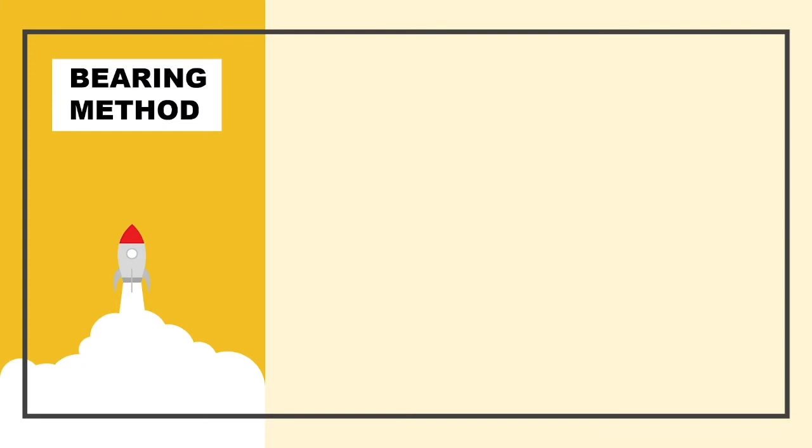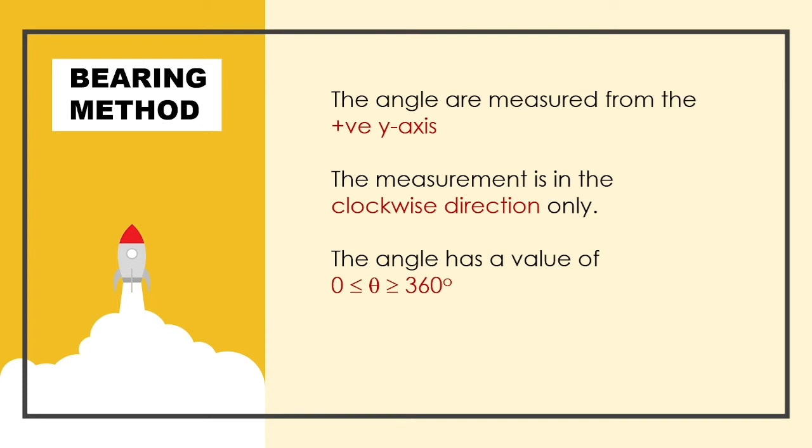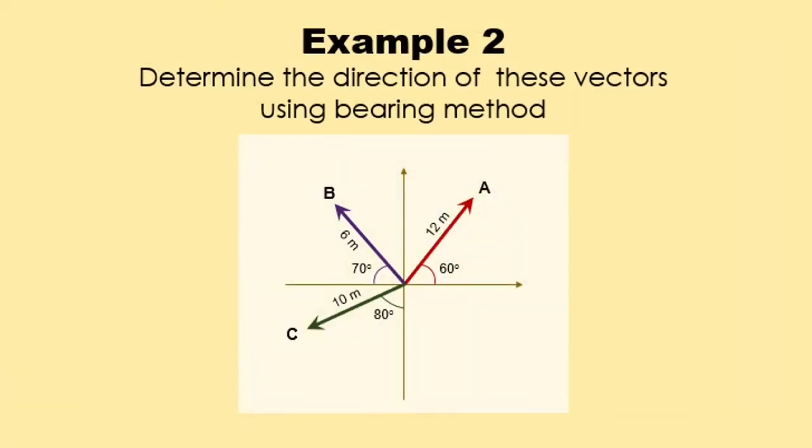For bearing method, the angles are measured from the positive y-axis. The measurement is in the clockwise direction only. The angle has a value of between 0 to 360 degrees. Let us solve for example 2.